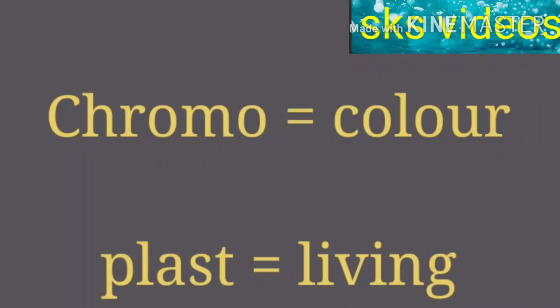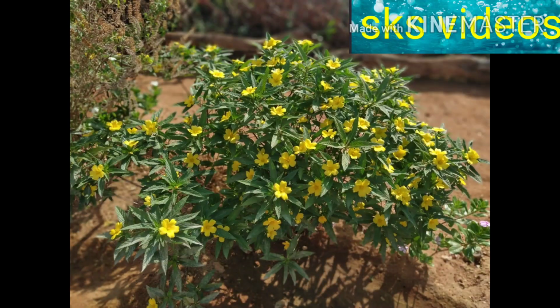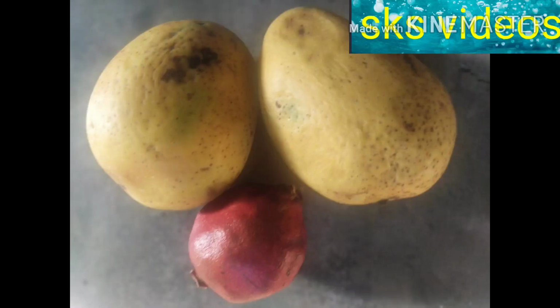Now we will learn about chromoplastids. What is meant by chromo? Chromo in the sense of color, plast in the sense of living. These two are Greek terms. These are commonly found in flowers and fruits.